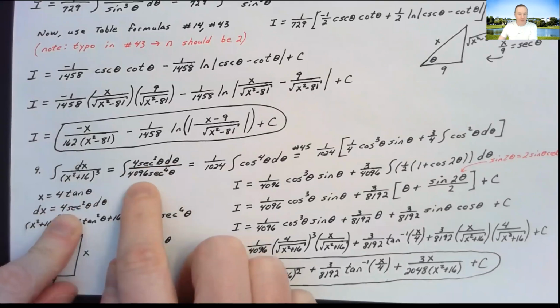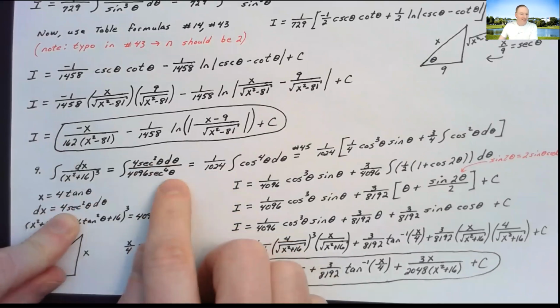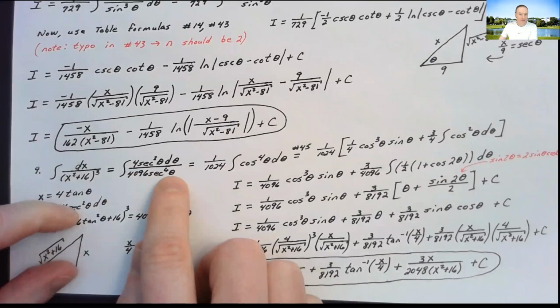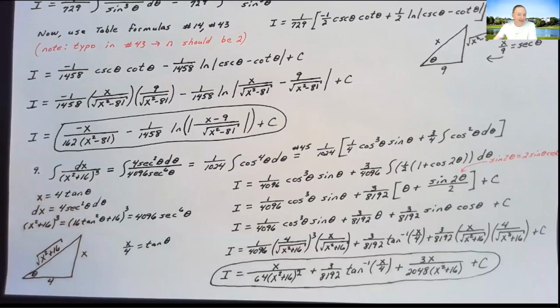Now 4 over 4,096 reduces down to 1 over 1,024. And then I would have secant to the 4th left in the denominator. Rather than putting a secant to the 4th in the denominator, I went ahead and called it cosine to the 4th in the numerator. Now, ideally, what I would have loved to have done on this cosine to the 4th is use the trigonometric power reduction formula twice in order to simplify this expression. That doesn't work well in this problem because trying to get it back in terms of x, having multiples of angles makes it very difficult to deal with.